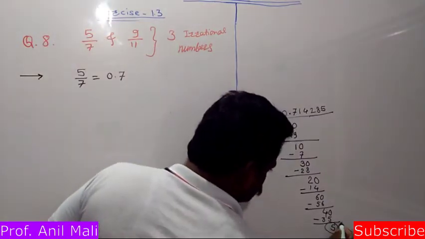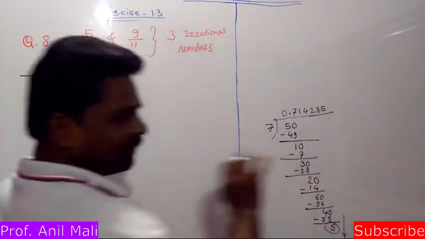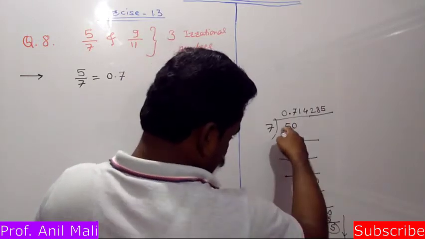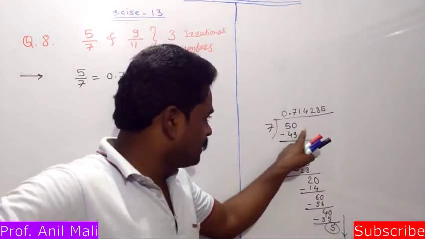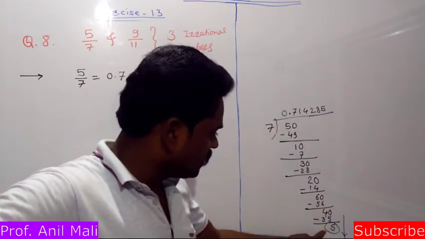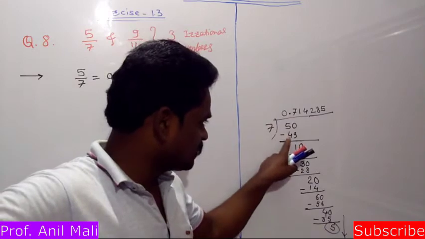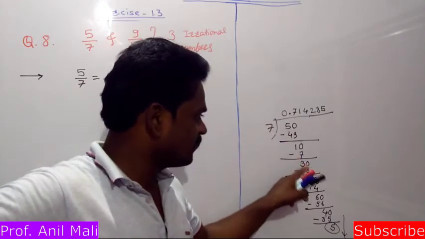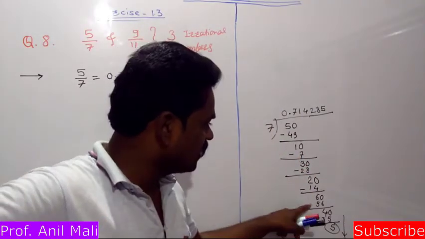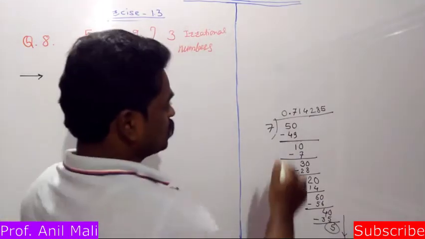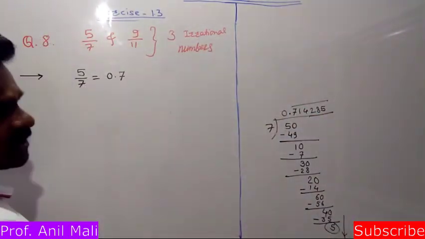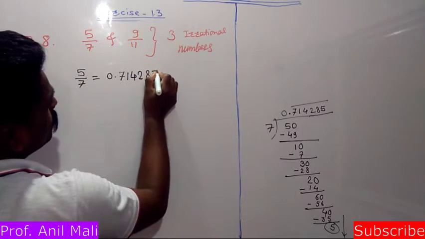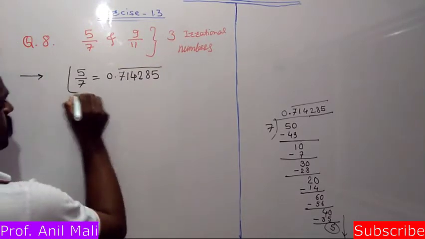And from this 5, all digits are going to repeat: 7, 1, 4, 2, 8, 5. Because 5 and 5. From here we started with 50. After that again you are going to divide this 50 by 7. You will get 7 sevens are 49, then again left 1, then 10, then 7 ones are 7, 7 fours are 28, 7 twos are 14, 7 eights are 56. In that way you will continue. So this is your repeating block: 71, 42, 85. That will be your repeating block. This is your 5 by 7.